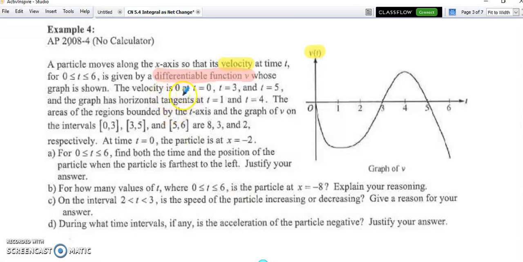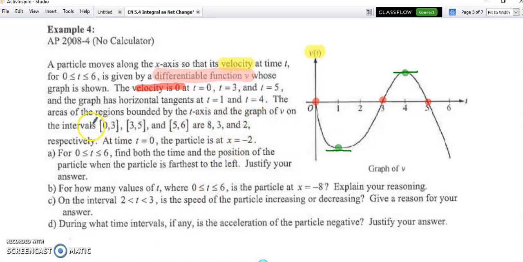All right, we're given that our velocity is 0 at 0, 3, and 5. So let's do a little highlight here: at 0, 3, and 5 is where we're going to have our velocity being 0. And then we also have the graph has horizontal tangents at 1 and 4. So 1 and 4 is where they're telling us we have horizontal tangents. We'll put that down so that we have that information highlighted so that we can use it.